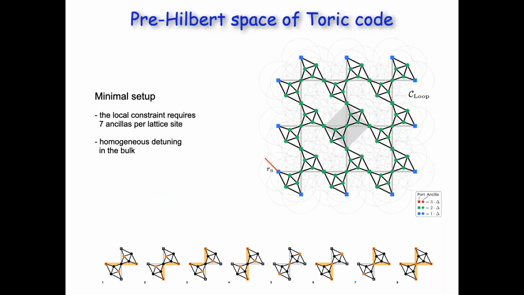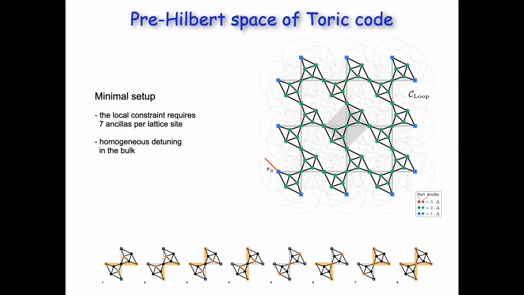So it requires per lattice site 7 ancillas in addition to the 2 qubits. Now I have to apologize. The color always is the detuning which you have to add to the system. Ancillas are blue circles, and the physical qubits are square. I know it's a little bit hard to see, especially with my eyesight, but in the original paper it's much easier to see. And the color is the detuning.